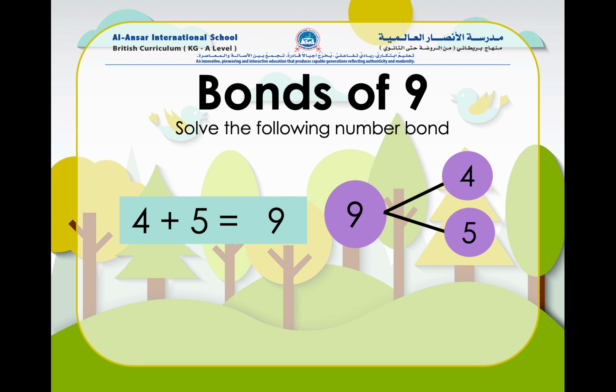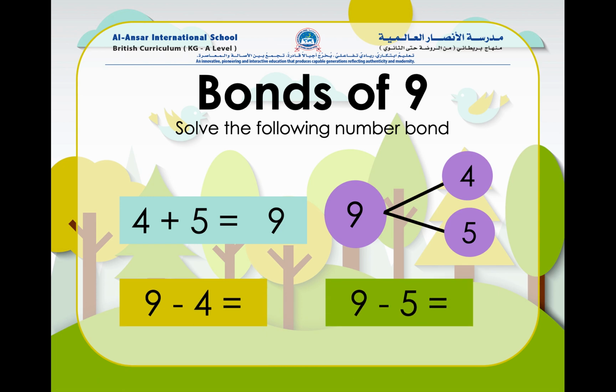Can you guess what our subtraction sum would be? Our subtraction sentence would be? Yes, we would start with 9 minus 4 and 9 minus 5. So we will be starting with the number 9. 9, take away 4. 9 in your head, 4 on your fingers, and we're counting backwards. 8, 7, 6, 5. So 9 minus 4 equals 5.